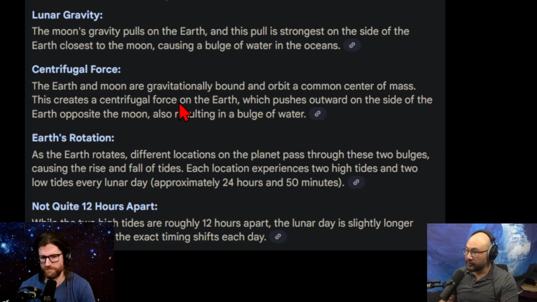This creates a centrifugal force on the Earth, which pushes outward on the side of the Earth opposite of the Moon, which also results in a bulge of water.